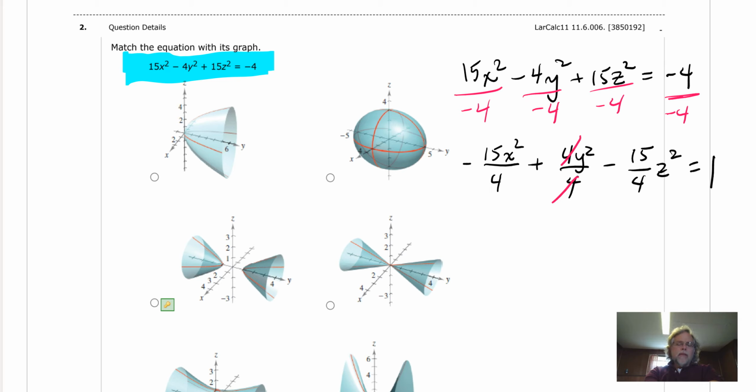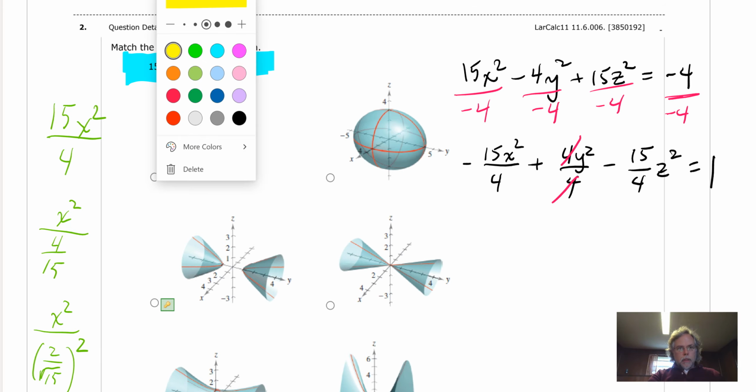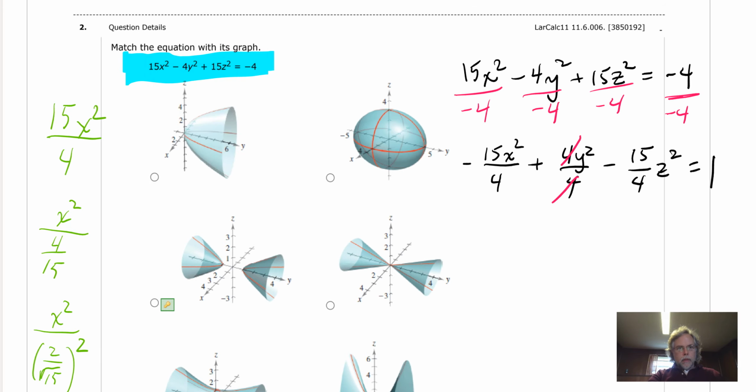But terms like 15x squared over 4 are not what we see in the forms of the equations in the table. It's always x squared over a squared or z squared over c squared type of form. Okay, so that's the next thing to think about here. And what we want to do there is, because of the way they are in the table, over a squared or over b squared, we want to manipulate a term like this, 15x squared over 4. But first off, that's equal to x squared over 4 over 15.